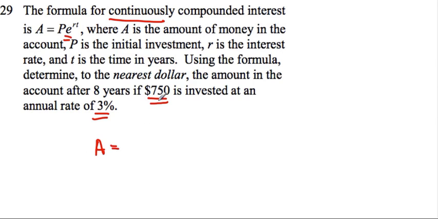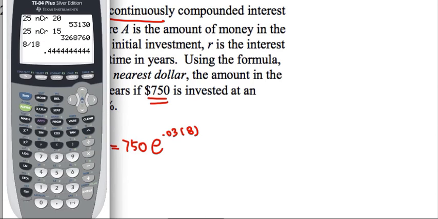A is equal to, P is equal to 750 here, because that's the money that we are investing. E to the R. R was 3%, that means 0.03. Make sure you put this one into the decimal form. T is equal to 8 years, so I'm just going to put down 8 here. Now, all we have to do is literally put this one into the calculator.